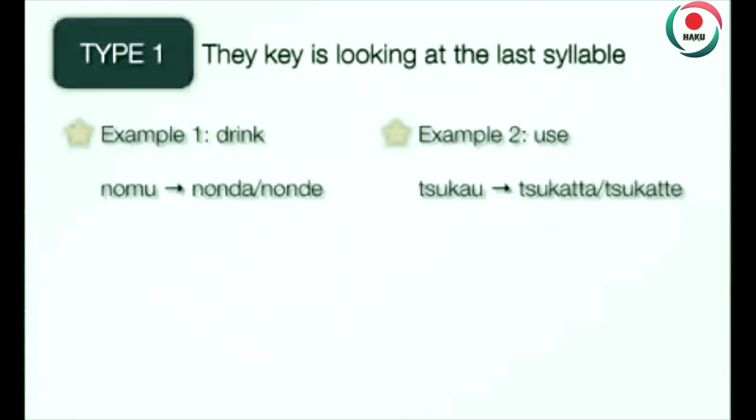So if you can kind of imagine pulling on a rubber band, building some tension, and then letting it go. That's kind of what that double T represents. And you'll see that a lot in Japanese, so keep that in mind. So let's look at another example.